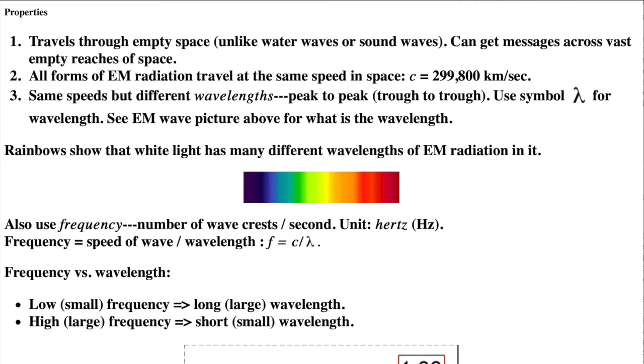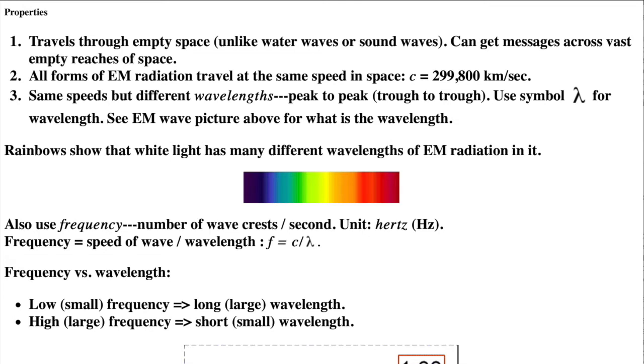The first is that it can travel through empty space, which is different than other waves like water waves or sound waves that require some material to travel through. That's great about light because we can get messages across vast empty reaches of space. And there's a lot of empty space in our universe. The speed of all forms of electromagnetic radiation is the same in empty space, about 300,000 kilometers per second, or 7.5 times around the Earth in 1 second.